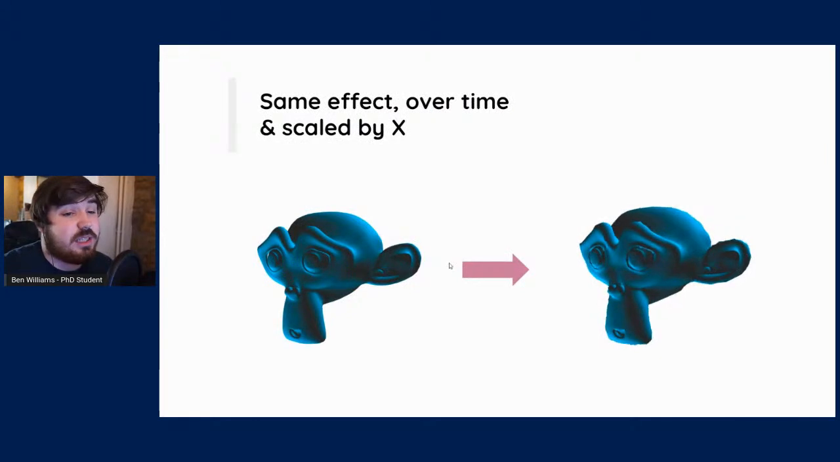So if we did that inflation, but we added time into the equation and we scaled it by x, we can get this kind of effect, a kind of wibbly wobbly thing. I don't know how best to describe it. You get this kind of interesting effect, right?